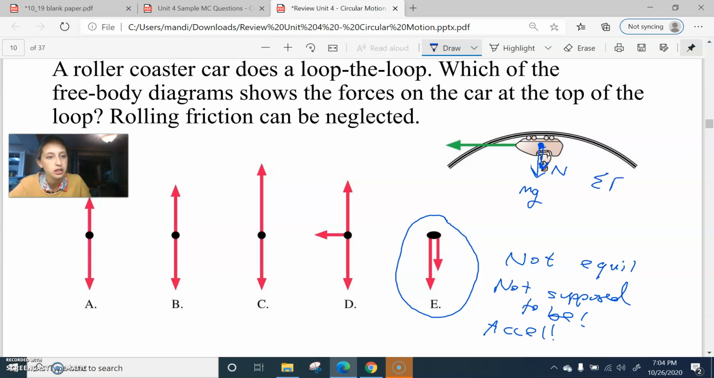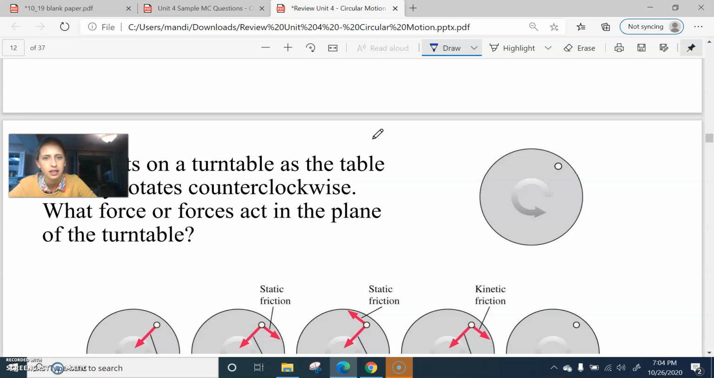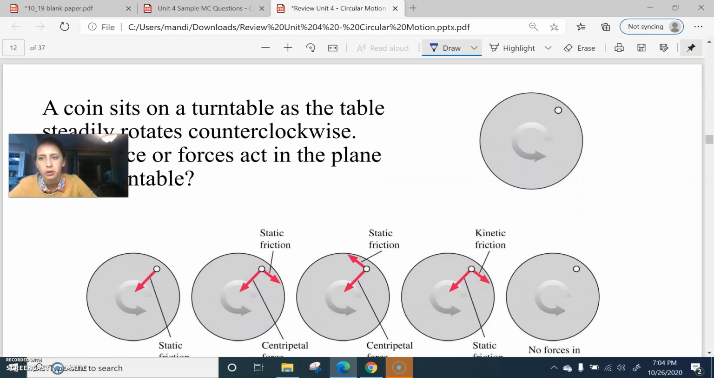So the sum of the forces equals ma. The sum of the forces in the same direction add up to that acceleration in that direction. So the sum of the forces, we're going to have mg plus the normal equals m a_c. mg plus the normal equals m v squared over r. And then they'll give you some of these letters and you'll calculate to find the other. But that's how you get started on those. Rolling friction can be neglected. Good. I neglected that.